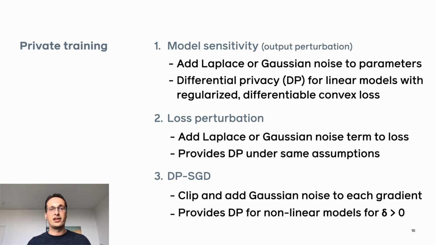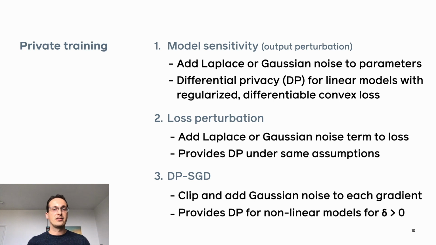The first one is model sensitivity, or output perturbation. The idea here is to train your model and add Laplace or Gaussian noise to the parameters of the trained model. This gives you a differential privacy guarantee in case you're using linear models and regularized differentiable convex losses, and a few other smaller assumptions. The second method we looked at is loss perturbation. In loss perturbation, the idea is to add Laplace or Gaussian noise to the loss that is being optimized. This provides differential privacy under the exact same assumptions as the model sensitivity method.